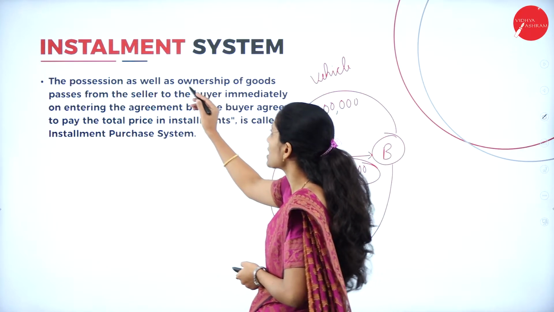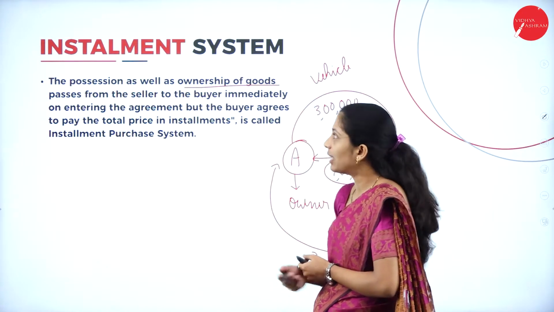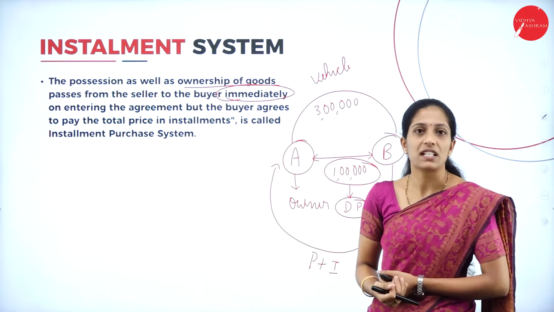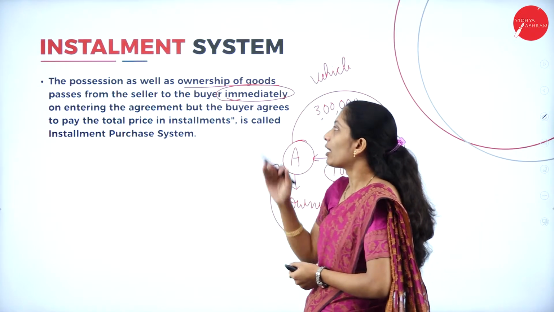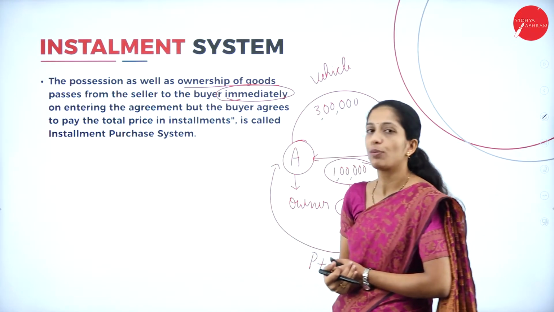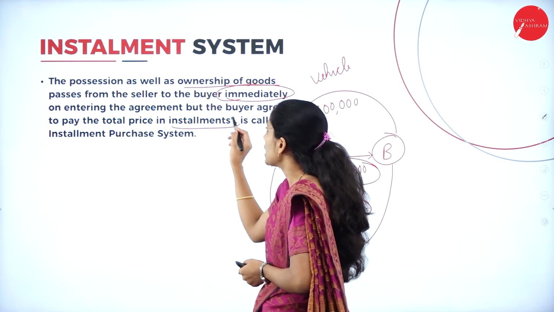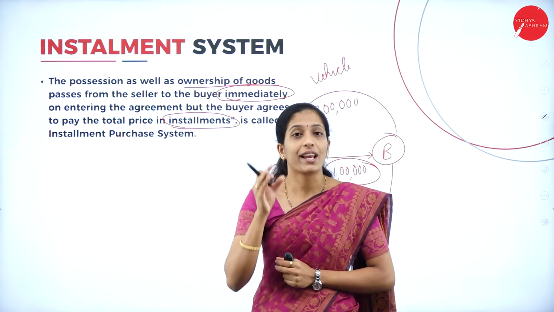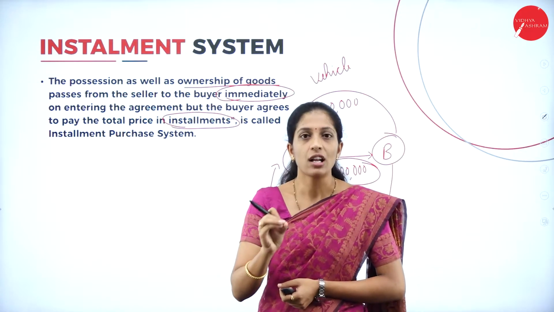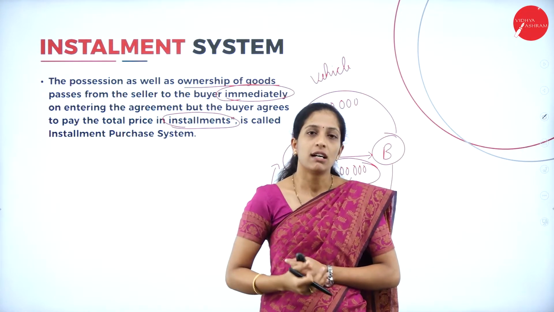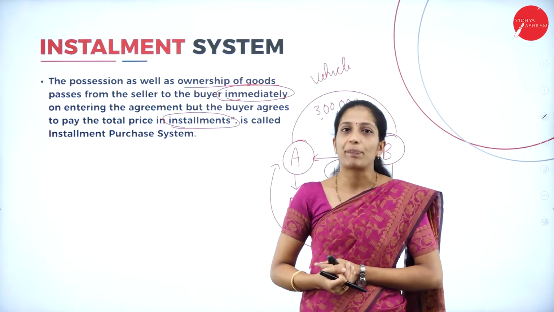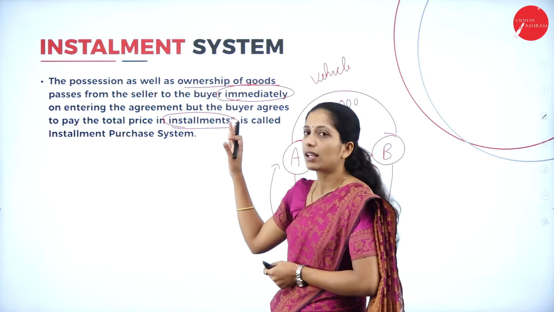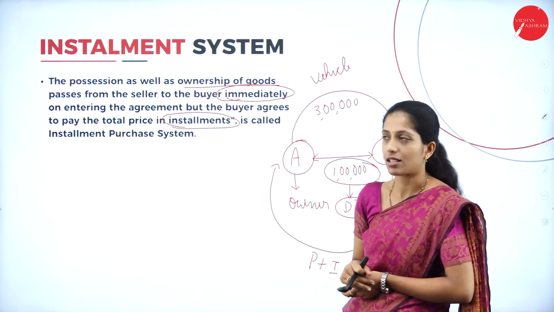Now go through the meaning of installment system. The possession as well as the ownership of the goods passes from the seller to the buyer immediately. So this is the main difference between hire purchase system as well as installment system. On entering the agreement, the buyer agrees to pay the total price in installments. So here the buyer will pay only a certain percentage of the amount on the date of agreement or on the date of transfer of the goods. The remaining amount will be paid in the form of installments. It is called installment purchase system. Hope you are clear with the meaning of installment purchase system.